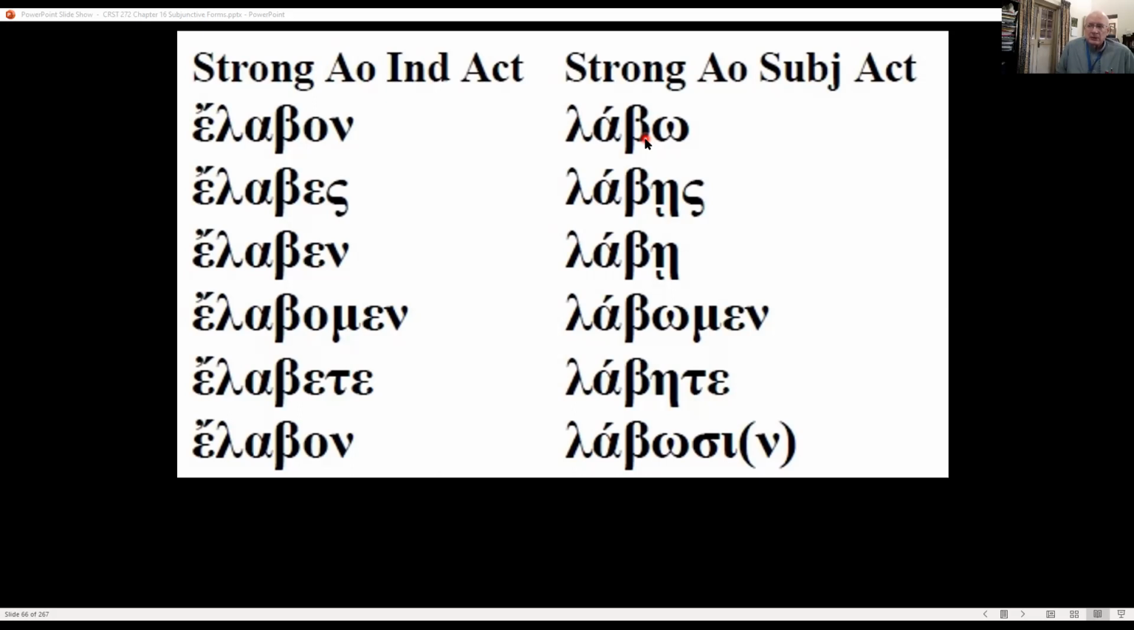Elabon, strong aorist, but make sure that it's the aorist stem with the subjunctive endings, labo. No augment in the subjunctive mood. Remember that, no augment.